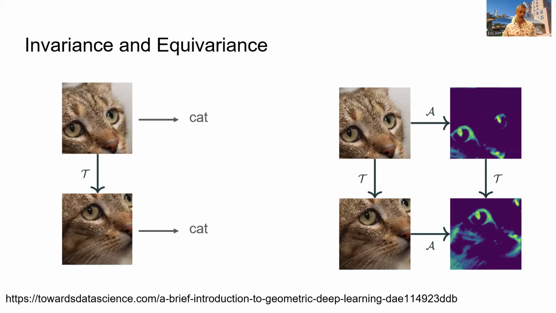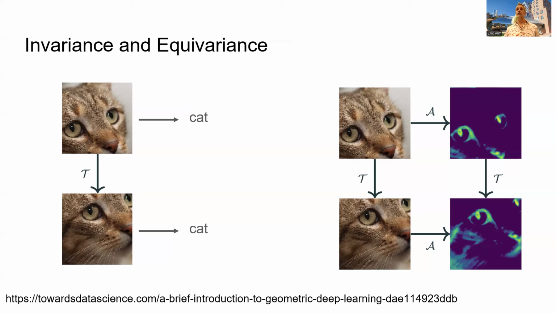Part of the way that people think about geometric deep learning is really looking at the symmetry properties, and properties like invariance and equivariance. These are properties that we're going to use in our graph neural networks for molecules. So I'll just define them very quickly.